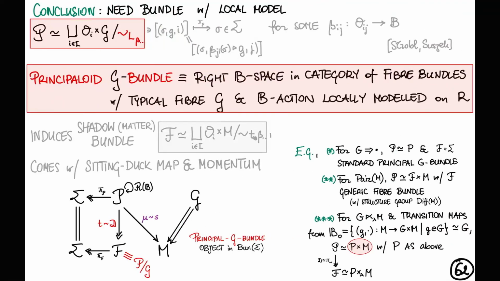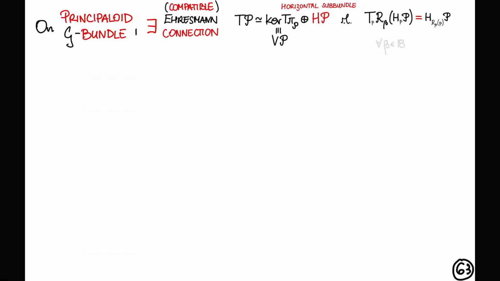And then if I have the action groupoid and very special bisections to glue it, then I reconstruct my thing. P times, well, previously it was P times F over the associated bundle. So I have attained my goal. And then there is a story about connections. On every principaloid bundle, I have a compatible connection, meaning an Ehresmann connection.